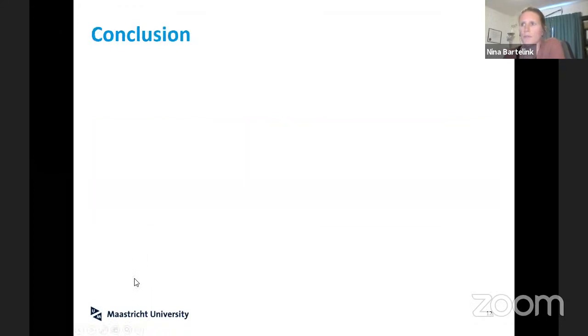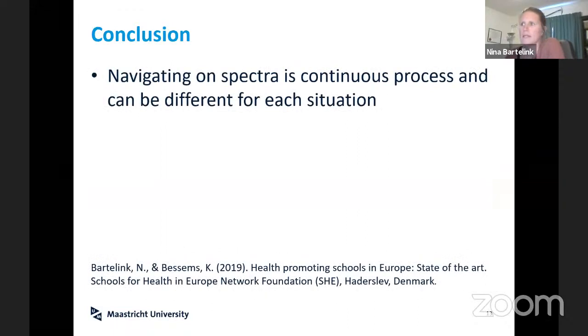So those were the spectra. And I think in conclusion, it's important to say that when you navigate on these spectra, it's a continuous process. It's not just one decision that you make, but it can be different for each situation, for each change, and in time it can differ. So it's really a continuous process.